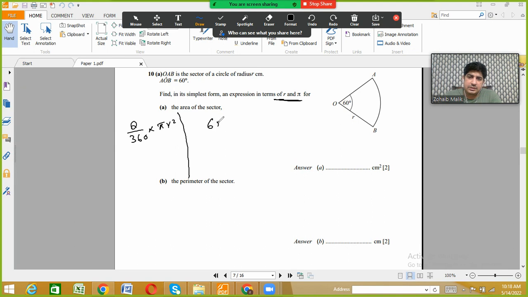So this is 60 over 360 into pi. The radius is r square. So you cancel these zeros. So 6 ones are 6, 6 sixes are 36. So the final answer becomes pi r square over 6.